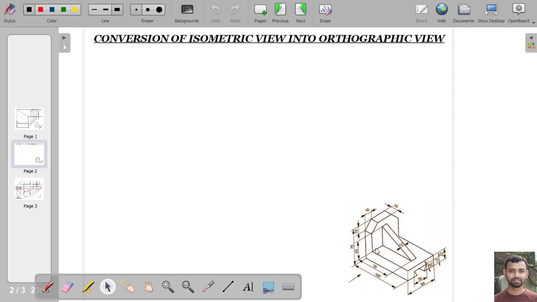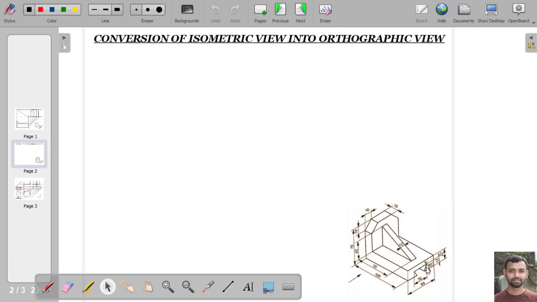As in this problem the arrowhead is from this side, that means we will get the front view of the object when we look at the object from this side. If we look at the object from the top, we will get the top view of the object. If we look from the right hand side, we will get the right hand side view, and if we look from the left hand side we will get the left hand side view. Now, if we look from the right hand side, we can see this feature.